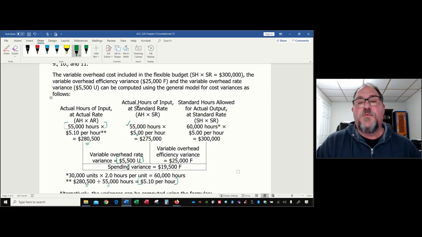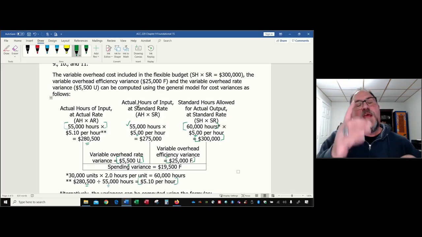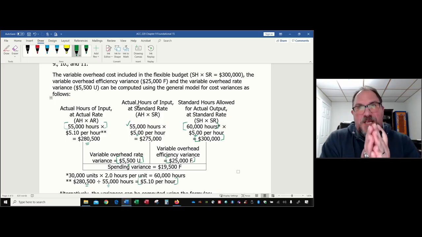So from a rate perspective, from a cost perspective, again, unfavorable. However, when you look over here on the right-hand side, we were actually allowed 60,000 hours at $5 an hour. So we were allowed 300. So the favorable is 25,000. So again, look what happened here. We spent a little more per hour in overhead than we thought we would. But because we used less hours, we have an overall favorable variance here.